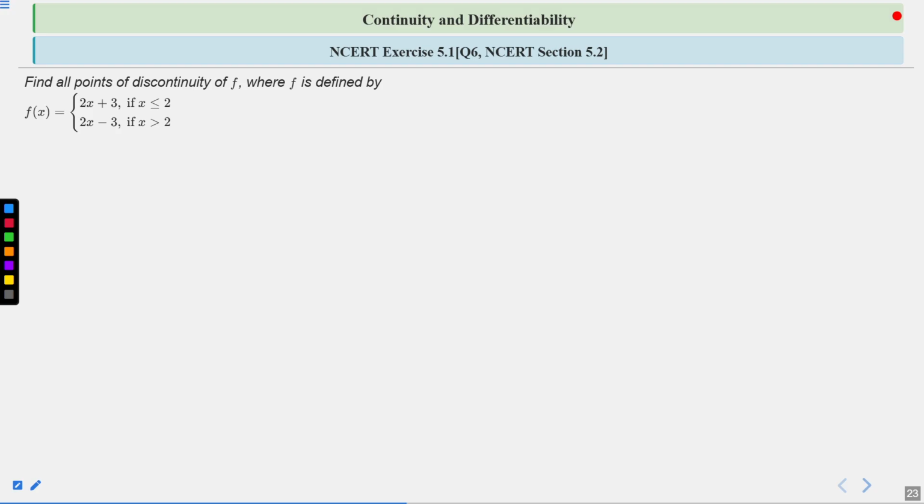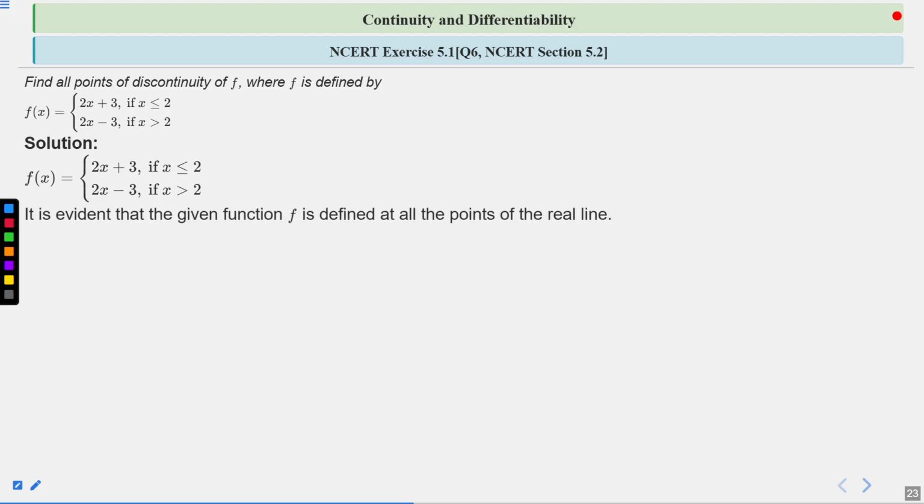Okay, so let us start with the solution part. See, f(x) is given as 2x plus 3 if x is less than or equal to 2, and it is equal to 2x minus 3 if x is greater than 2, right? Now it is evident that the given function f is defined at all the points of the real line, right? Let c be any point on the real line, then three cases will arise, right?